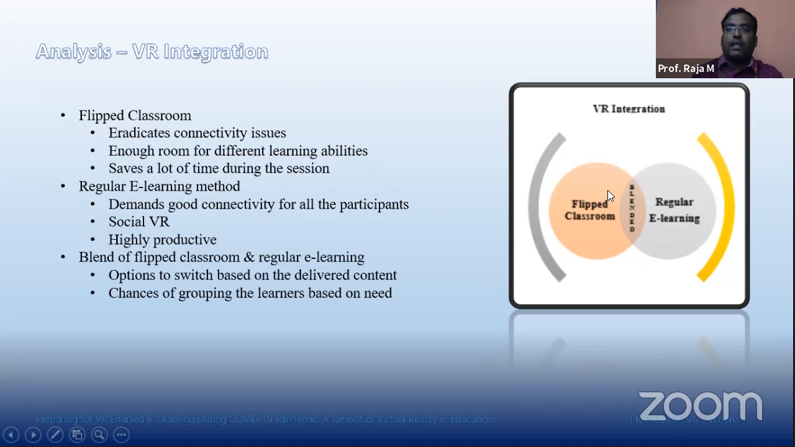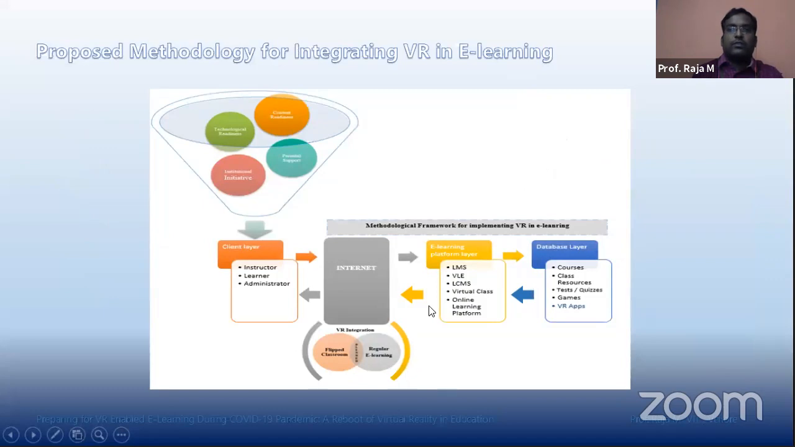And with the blend of flipped classroom and regular e-learning method, you have a good option to switch between the flipped classroom or the regular classroom, and you have the chance of grouping the learners based on their needs. So you can group the students as slow learners, fast learners, you can mix and match them, and then you can have a blended method. So this is the proposed methodological framework for implementing VR in e-learning.